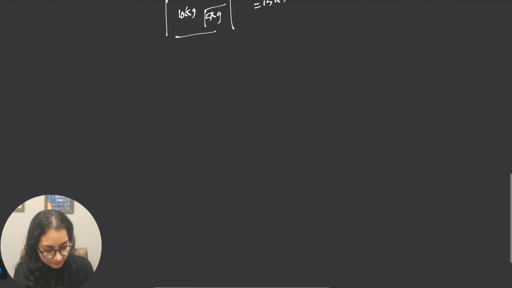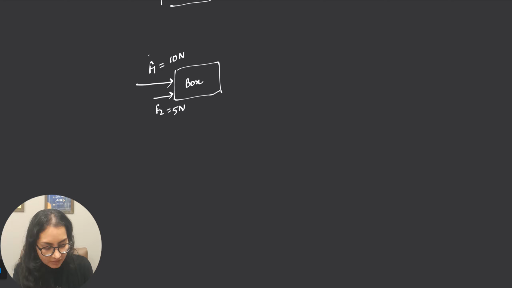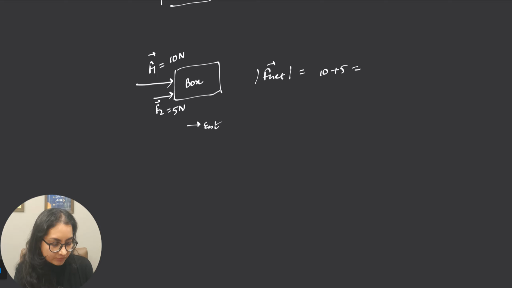For example, this is the box and I need to push this box. Let's say I have applied F1 force of 10 newtons and my friend is also applying F2 force of 5 newtons in the east direction. What's the net force applied? It would be 10 plus 5, 15 newtons east. The box will move ultimately in east.